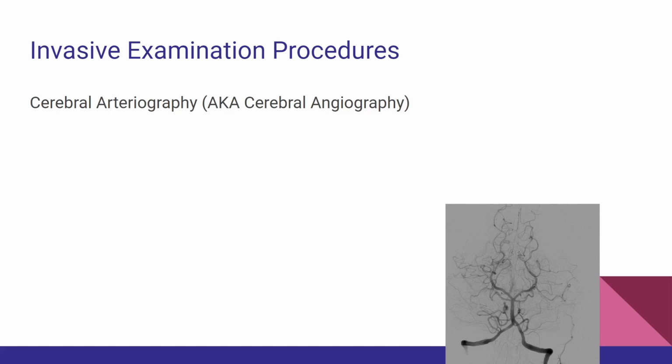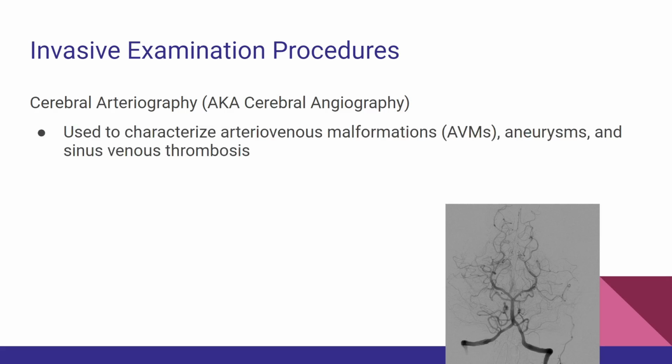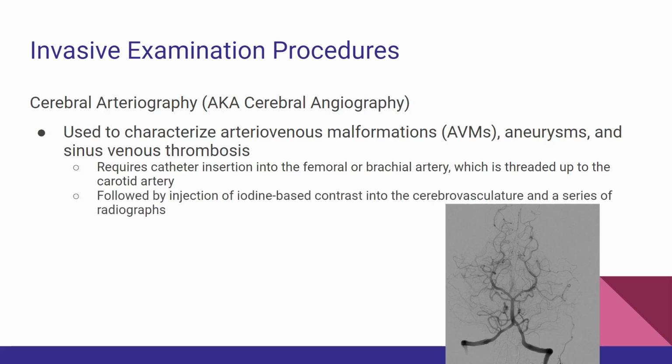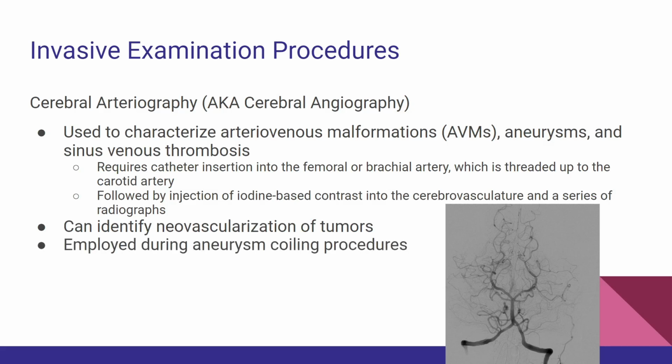So the first one we're going to discuss is cerebral arteriography, and this is used to characterize arteriovenous malformations or AVMs, aneurysms, and sinus venous thrombosis. And it requires catheter insertion into either the femoral or brachial arteries, and that's threaded up into the carotid artery. Once that catheter is up into the carotid artery, then an iodine-based contrast is injected into the cerebral vasculature and a series of radiographs is taken. And this can help identify neovascularization of tumors, and it's employed during aneurysm coiling procedures.